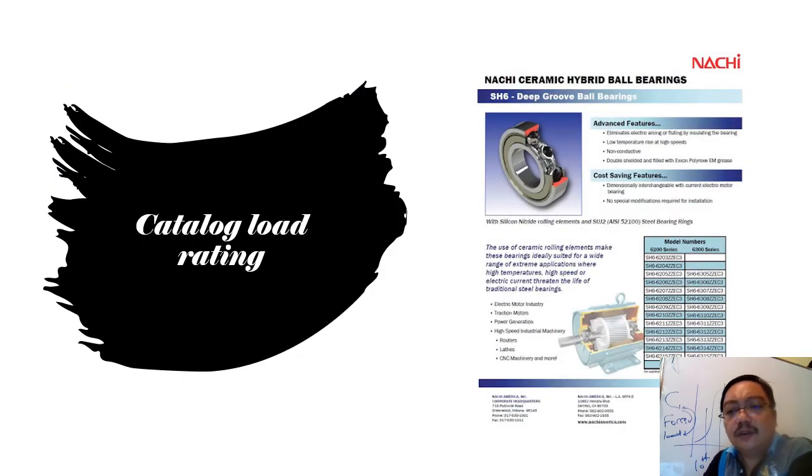This is the picture of catalog load rating. You can get all these pictures of catalogs, for example catalog ratings from Google Images. When you are working with a company that sells bearings, you can find the whole book of catalogs, because there are so many bearings. Now you will learn how to read the catalog.